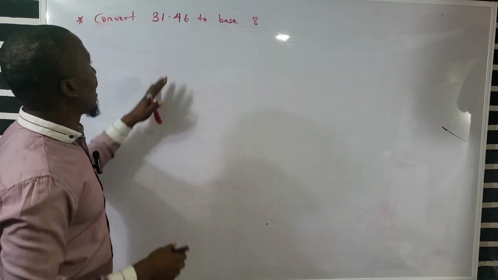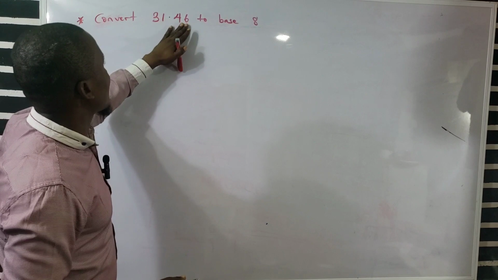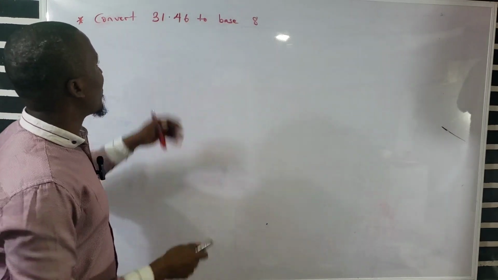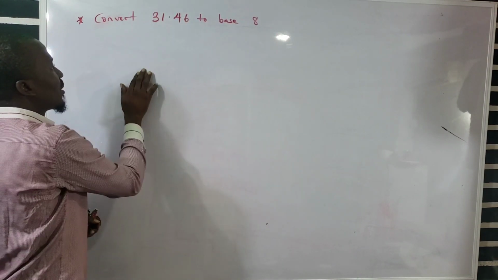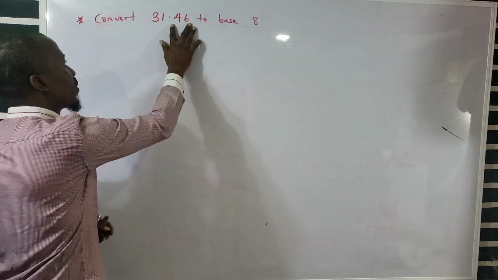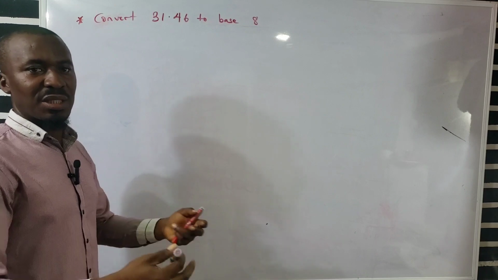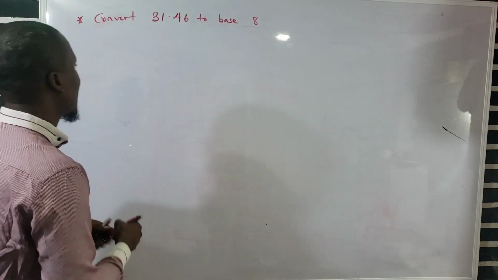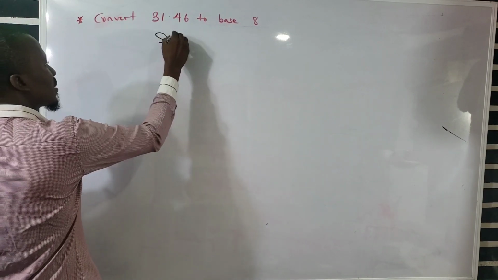So let us look at 31.46 to base 8. Remember, you have to convert this one the normal way you convert. Then you now have to do the multiplication of the decimal part and keep extracting your whole numbers. So let's easily do this one.